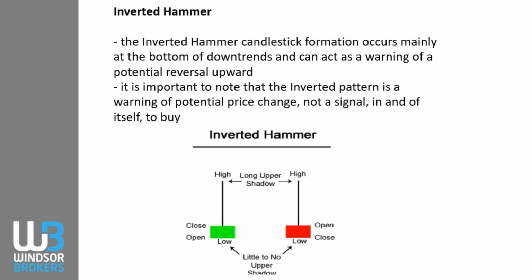This is a bullish reversal pattern and appears during the downtrend, at the bottom of the downtrend, and it's basically warning of a potential reversal to the upside. As I mentioned, it's important to say that the inverted hammer is a warning of potential price change and not a signal in and of itself, not suggesting directly to buy, but instead signaling that the existing downtrend could change soon. We have the same shape as a hammer, just inverted.